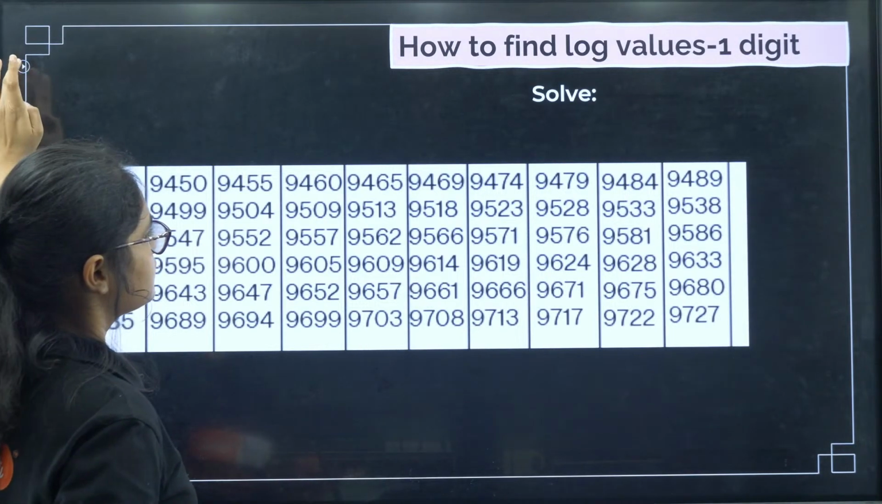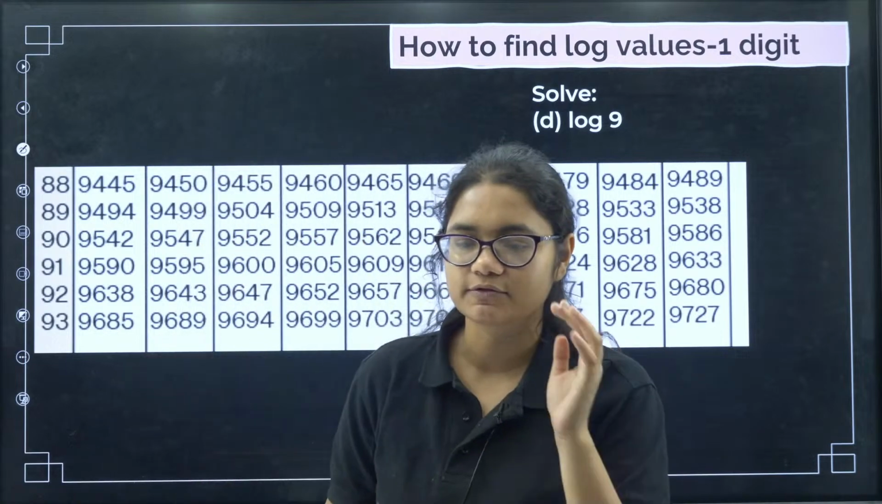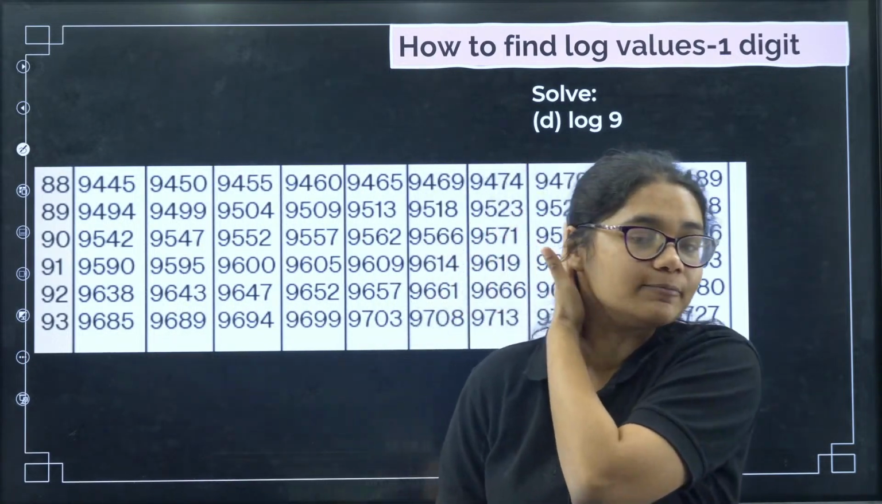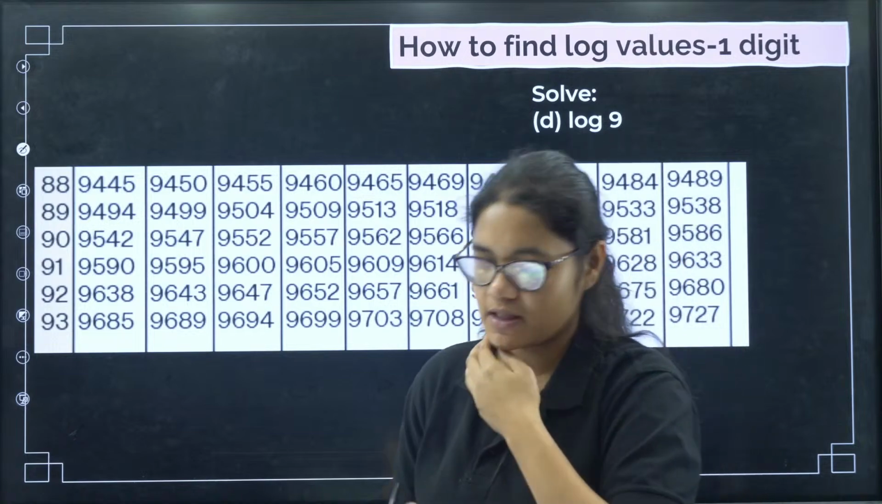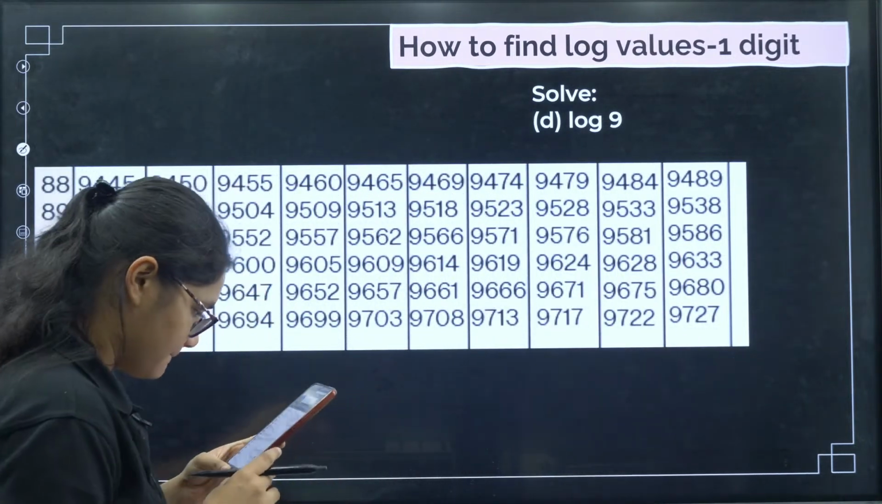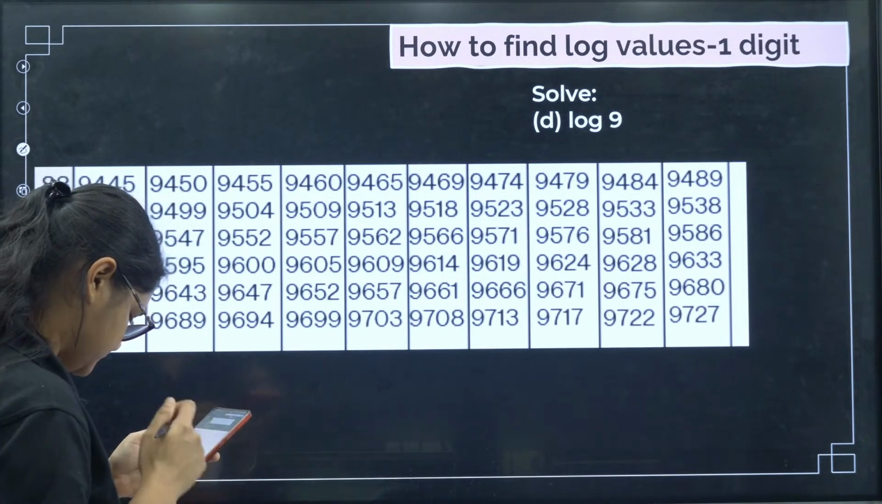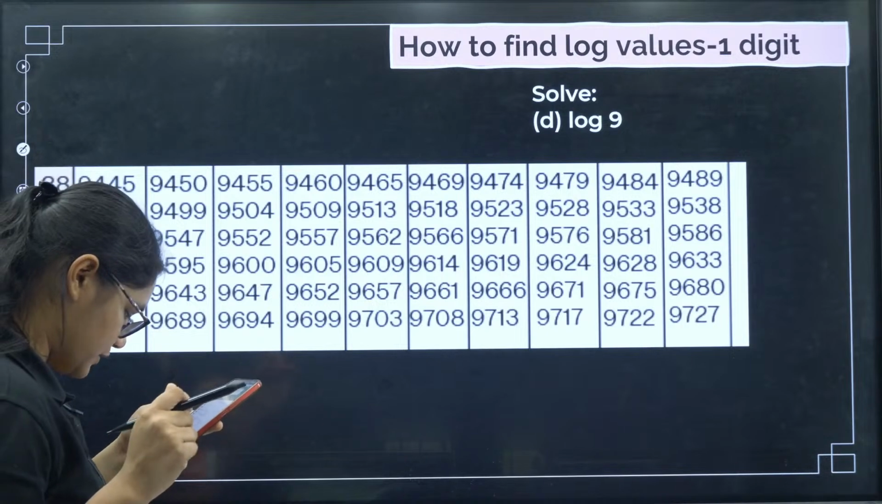This one is a little tricky. Only log 9 is there. You have to solve only log 9. Can we do this? Only log 9. Similarly, you have to do log 9. Try this one, log 9.